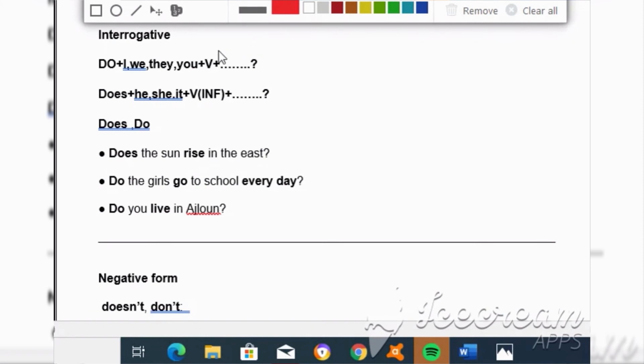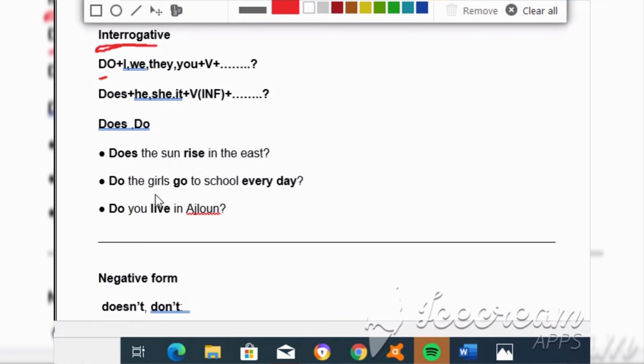Now we will talk about interrogative form. Interrogative form means how to make a yes or no question or WH question about the verb or about the sentence. This is an example of yes or no questions. Do plus I, we, they, or you plus verb. Does plus he, she, it plus verb infinitive. Do or does. Does the sun rise in the east?